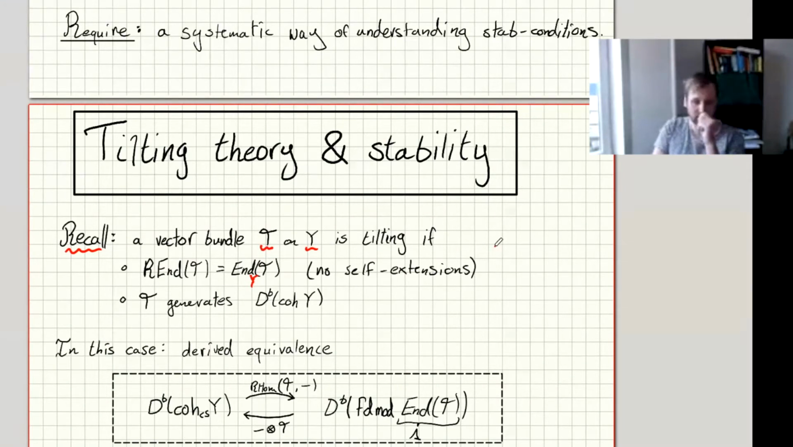So what this condition gives you is a way of rewriting the derived category of our geometry into the derived category of an algebra, some sort of non-commutative algebra. So there's a derived equivalence given by this tilting bundle from coherent sheaves to modules of the endomorphism ring. And if we look at compactly supported stuff, then we'll get finite dimensional modules.